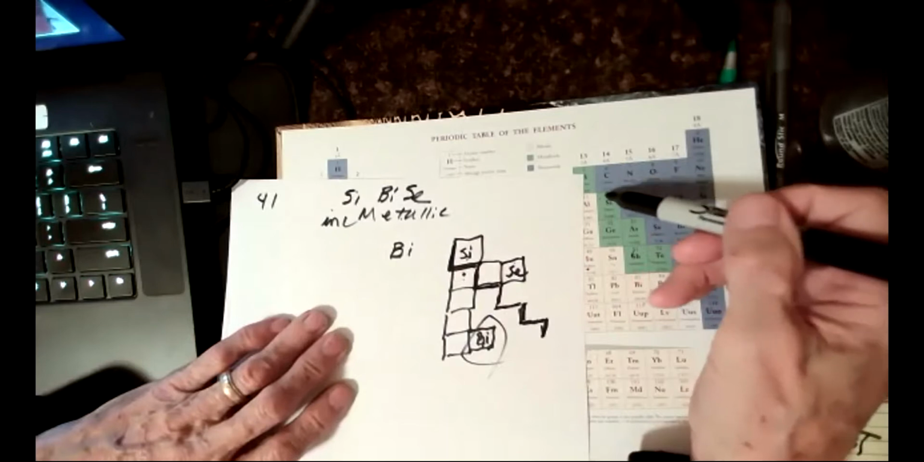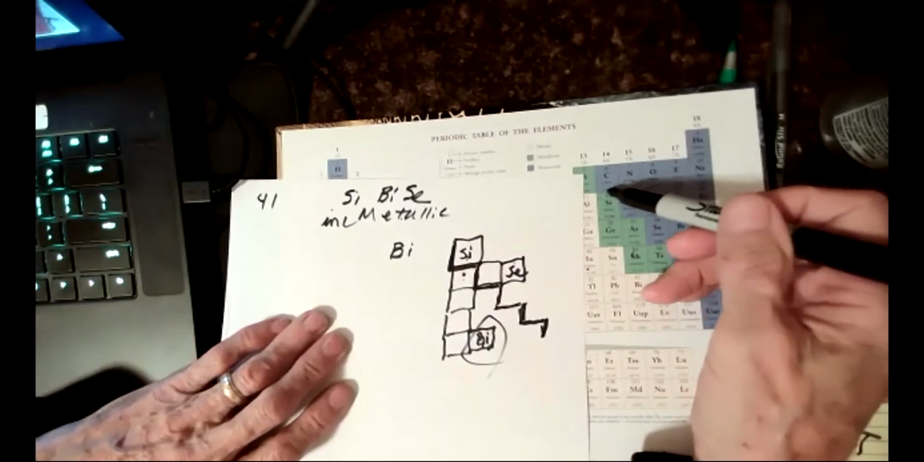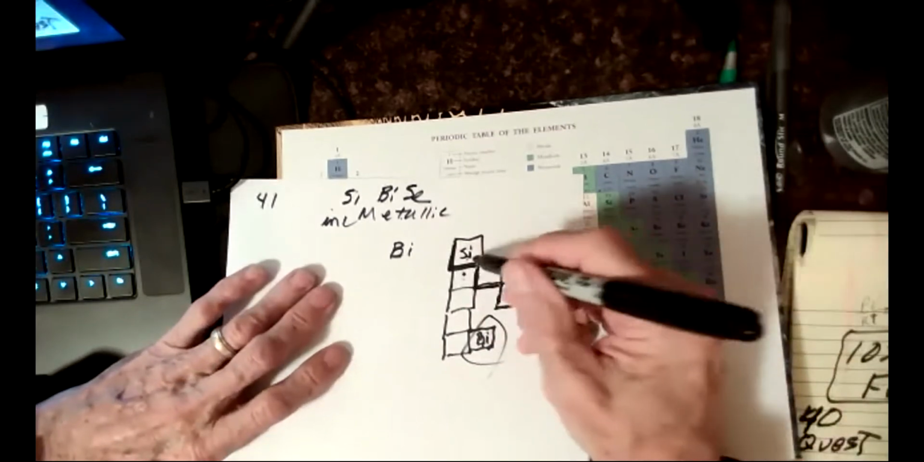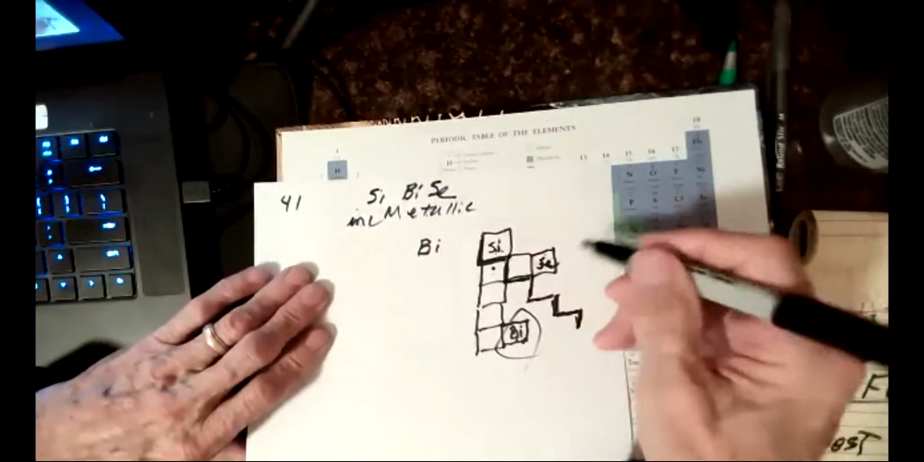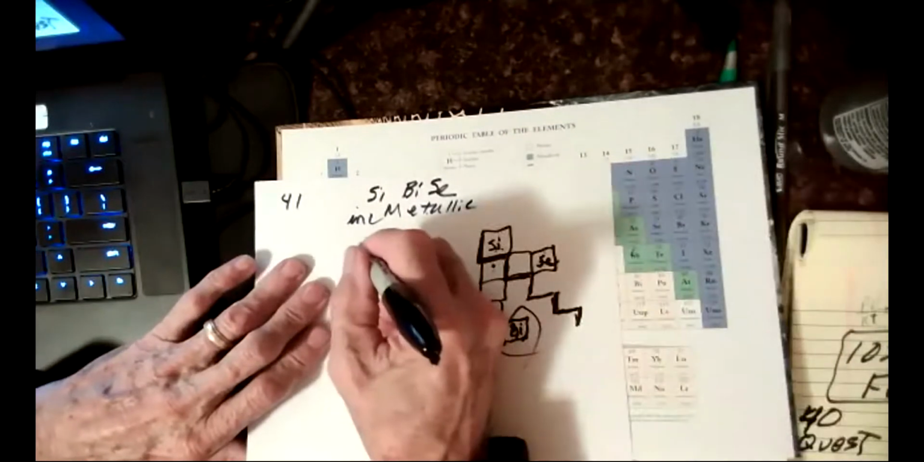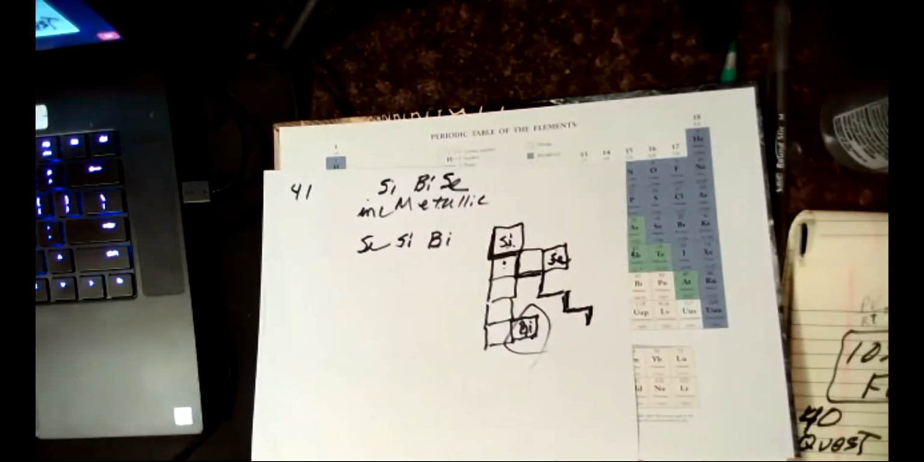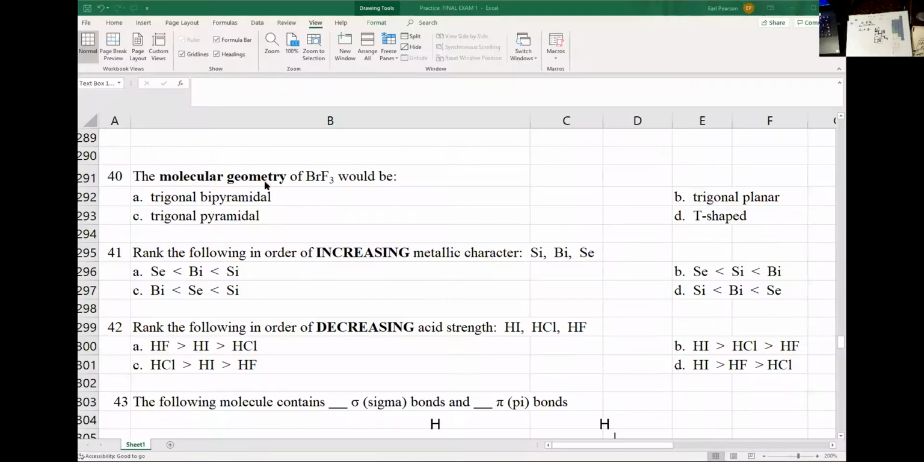It goes aluminum. Aluminum is metallic. Yes, yes. Okay. So this one is going to be more metallic than this one. This one will be the least metallic. So we want Se and Si. That should be the order that we get them. So let's go back and see what answer that corresponds to. So we want Se less than Si less than Bi. That would be B answer on the chart.